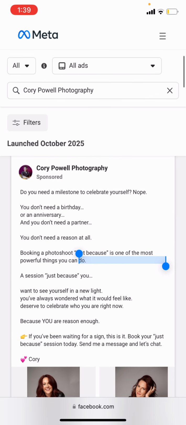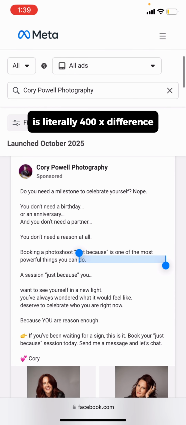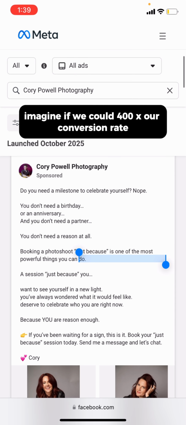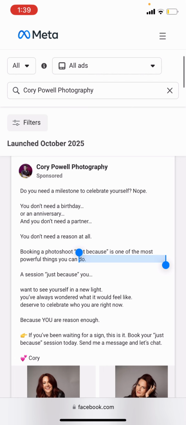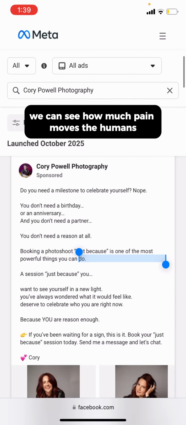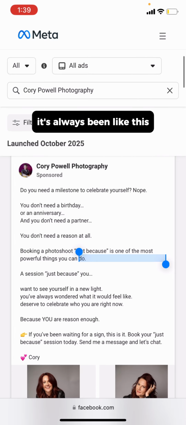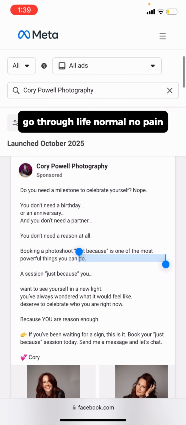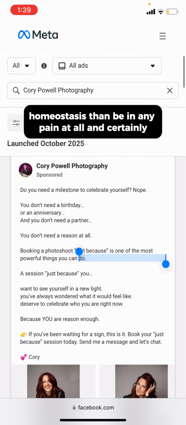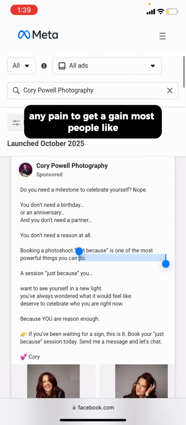So the difference between those, the rate that we take action, is literally 400x difference. Imagine if we could 400x our conversion rate, which probably won't happen. But just by this example, we can see how much pain moves humans more than positive gain or pleasure. It's always been like this. People would much rather go through life normal, no pain, homeostasis, than be in any pain at all, and certainly any pain to get a gain.